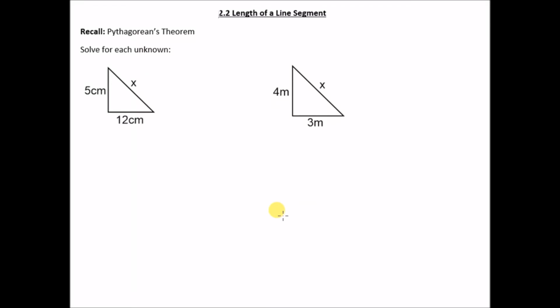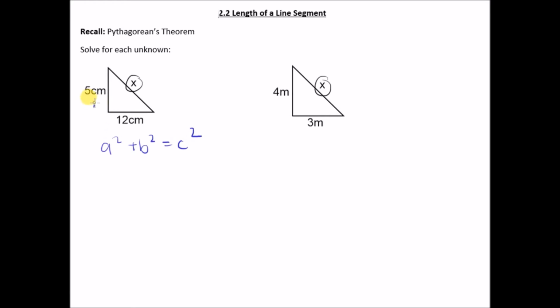to length of a line segment. So let's just recall Pythagorean's theorem first. If we have to solve for each unknown, of course we're solving for the x's. Pythagorean's theorem is a squared plus b squared equals c squared.